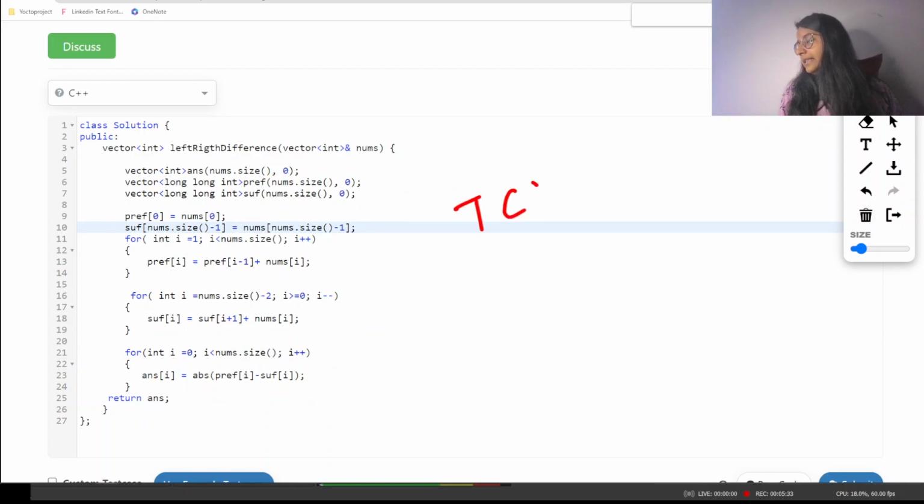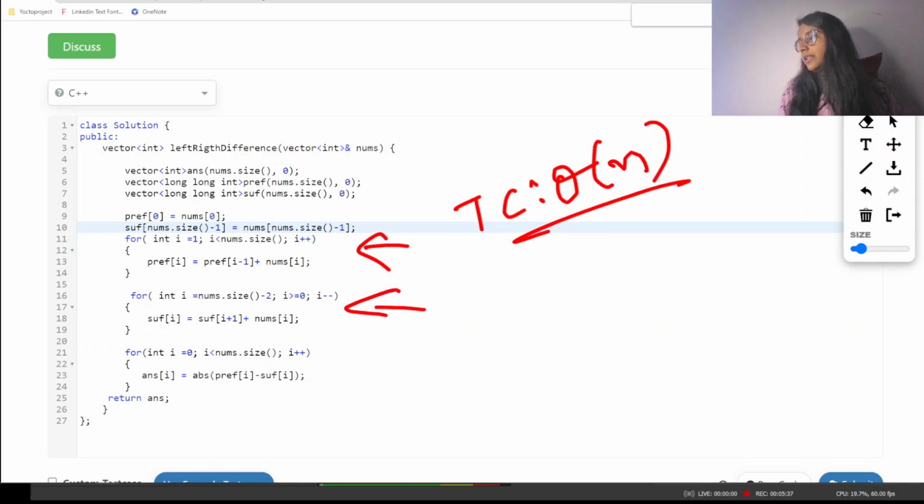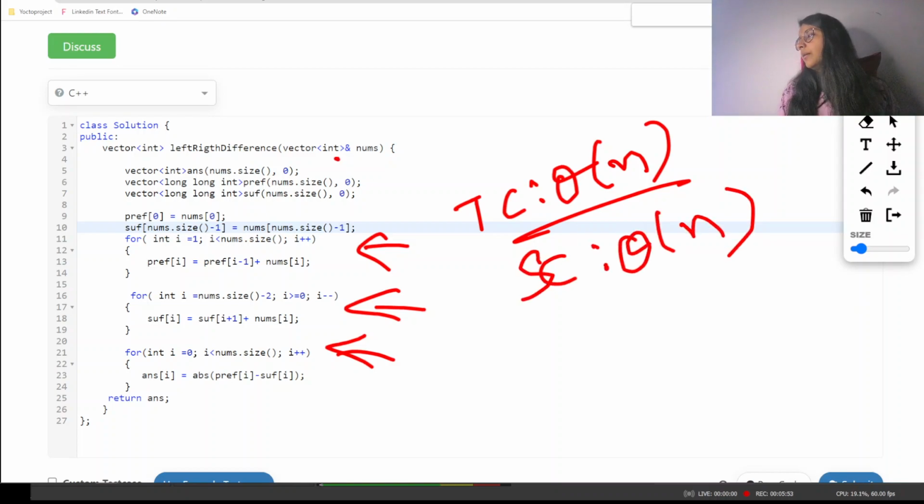So the time complexity here is order of n. As we can clearly see, this is order of n, this is order of n, this is also order of n, basically 3n. But the 3 is of not much significance, so directly we can say it's order of n. And the space complexity here is also order of n because of these 3 arrays. So this was all for this particular question.